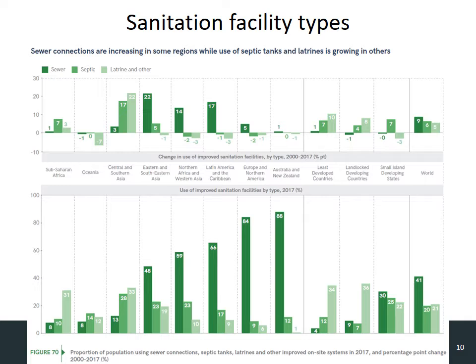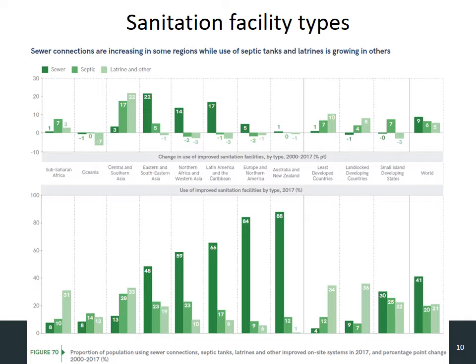In order to assess whether sanitation services are safely managed, we first need to understand the types of improved facilities people use and whether they use sewer connections or on-site facilities such as septic tanks or pit latrines. The bottom of this chart shows the proportion of the population using each type in 2017, and the top shows the percentage point change since 2000.